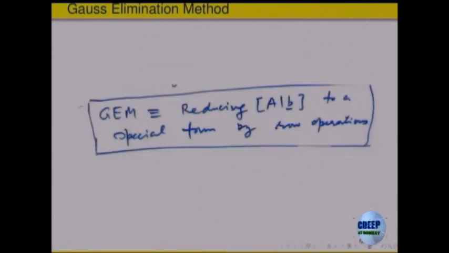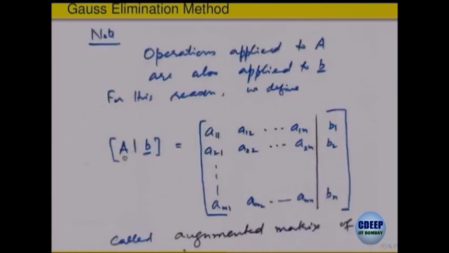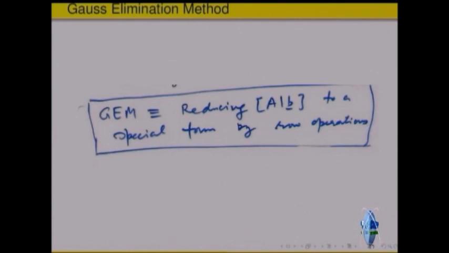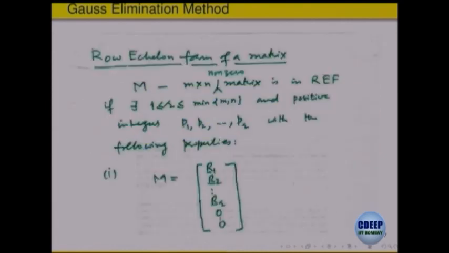So, this matrix is called the augmented matrix, because we have added one more column to A. So, this is called the augmented matrix of the system of linear equations, and the Gauss elimination method is summarized as reducing this matrix to a special form by elementary row operations. So, what is that special form? We will discuss that. Here is the special form, it is called the row echelon form of a matrix.